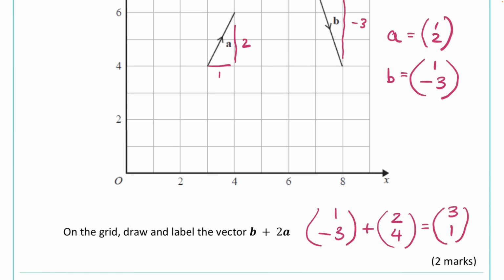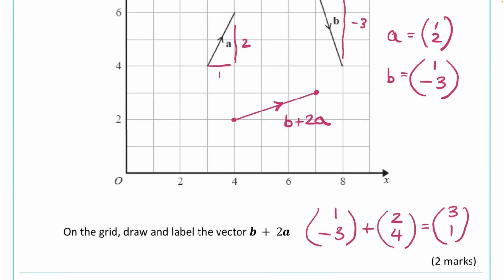So if I'm going to draw and label that on the diagram, I need to pick somewhere where I have space to go across by 3 and up by 1. This one looks like a good space. So across by 3, up by 1 gets me to here. So I'm going to join those up. I'm going to draw an arrow in that direction that it's going in, and I'm going to label it B plus 2A.